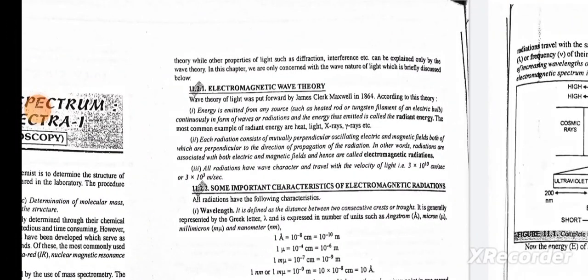Visible light is a form of energy which can be described by two complementary theories: corpuscular particle theory and wave theory. Neither of these two theories can explain all the properties of light. Some properties of light, such as photochemical effect, black body radiations, can be explained only by corpuscular theory, while other properties of light such as diffraction, interference, etc. can be explained only by the wave theory. In this chapter, we are only concerned with the wave nature of light, which is briefly discussed below.